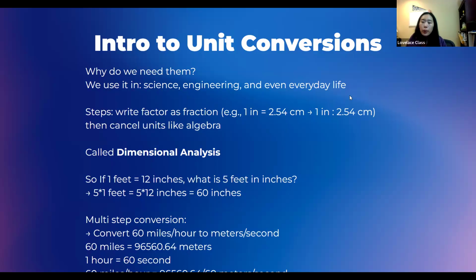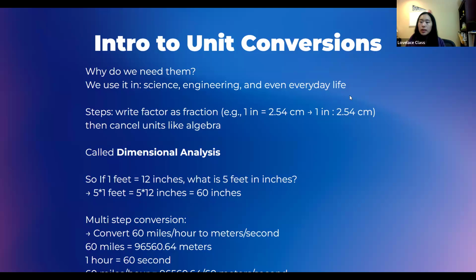So one way of unit conversion, right, is if we're looking at inches to centimeters. Well, 1 inch equals 2.54 centimeters approximately. So you can write this out as a ratio. The ratio is just 1 to 2.54. That's inches to centimeters.